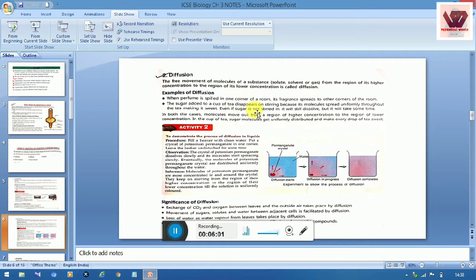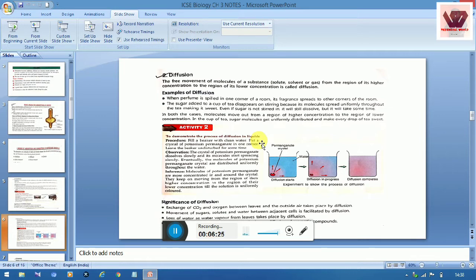The sugar added to the cup of tea disappears on stirring because its molecules spread uniformly throughout the tea, making it sweet. Even if sugar is not stirred in it, it will still dissolve, but it will take some time, right? Here an activity is given to demonstrate the process of diffusion in liquids.